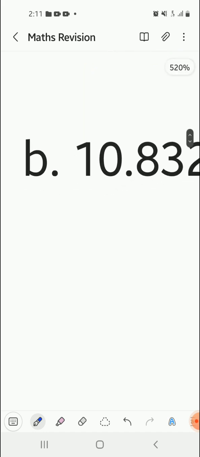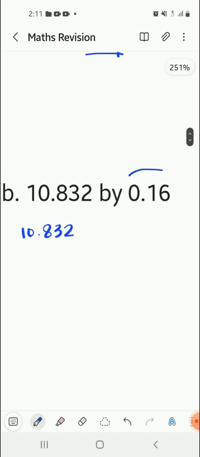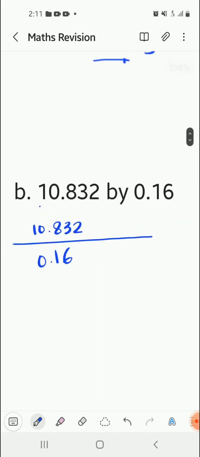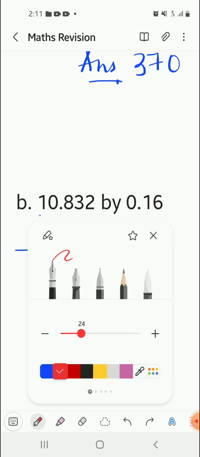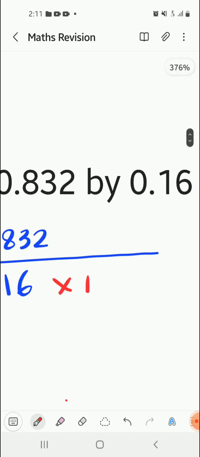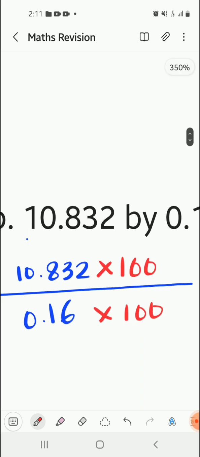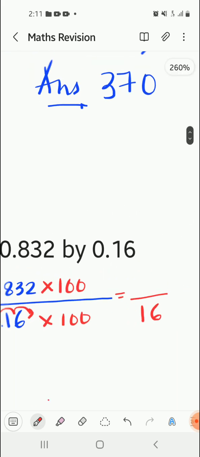Same step we're going to follow. That is 10.832, because you have got decimal places here in the divisor as well. So we need to follow that step. So 0.16. You can see in the divisor we have got 2 decimal places. So we need to multiply it with 100 because it has got 2 zeros. So let's do it. Multiply it with 100. Do the same thing with the numerator as well. Multiply it with 100. Doing so, here the decimal point shifts twice. So here we have got 16. That is no decimal place here in the divisor. So my purpose is served.